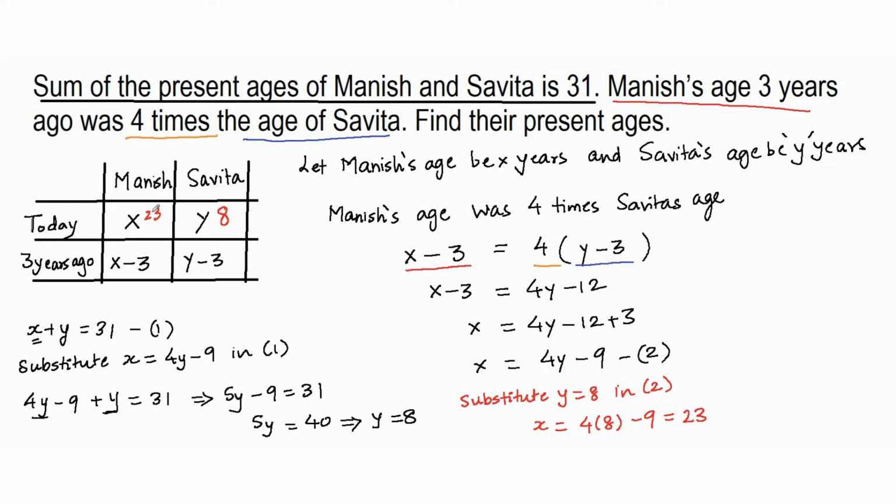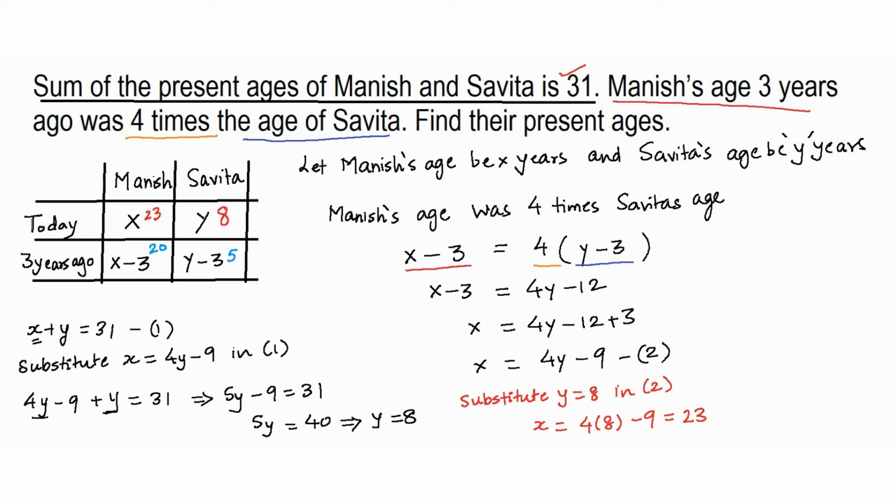So let us quickly check. The sum of the ages today is 23 plus 8, that's 31. I think that condition is being met. 3 years ago, Mani's age would have been 20, and Savita's age would have been 8 minus 3, which is 5. So 3 years ago, Mani would have been 4 times Savita's age, and that also matches the given condition. Hence, our solution is correct.